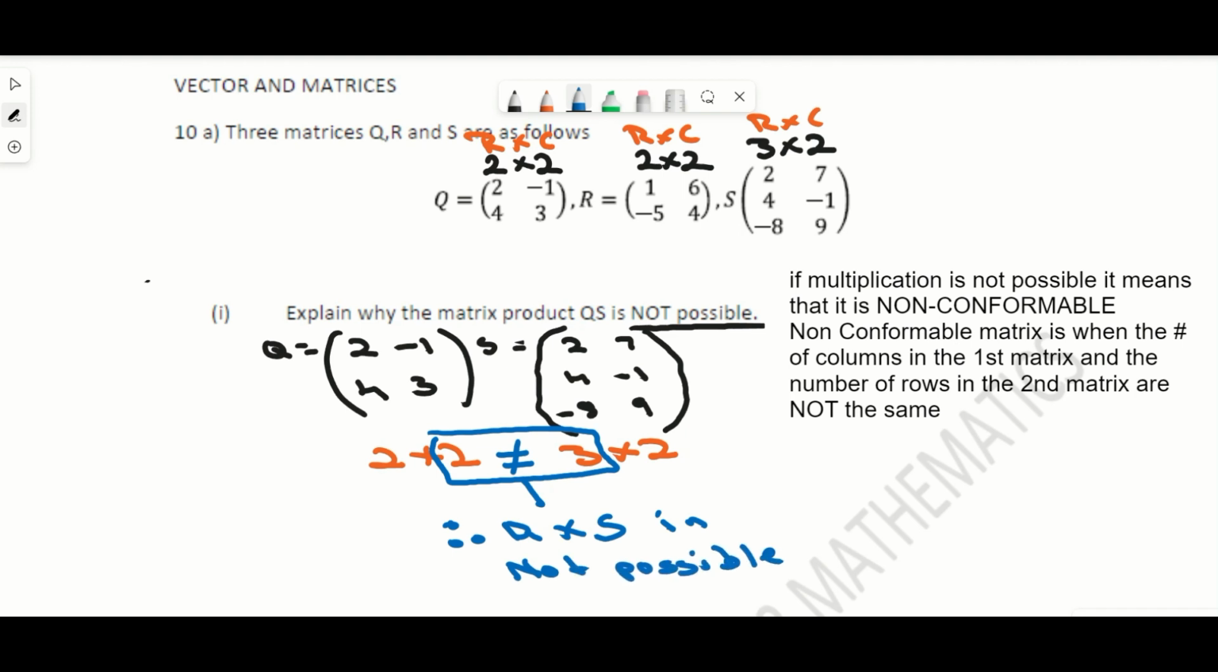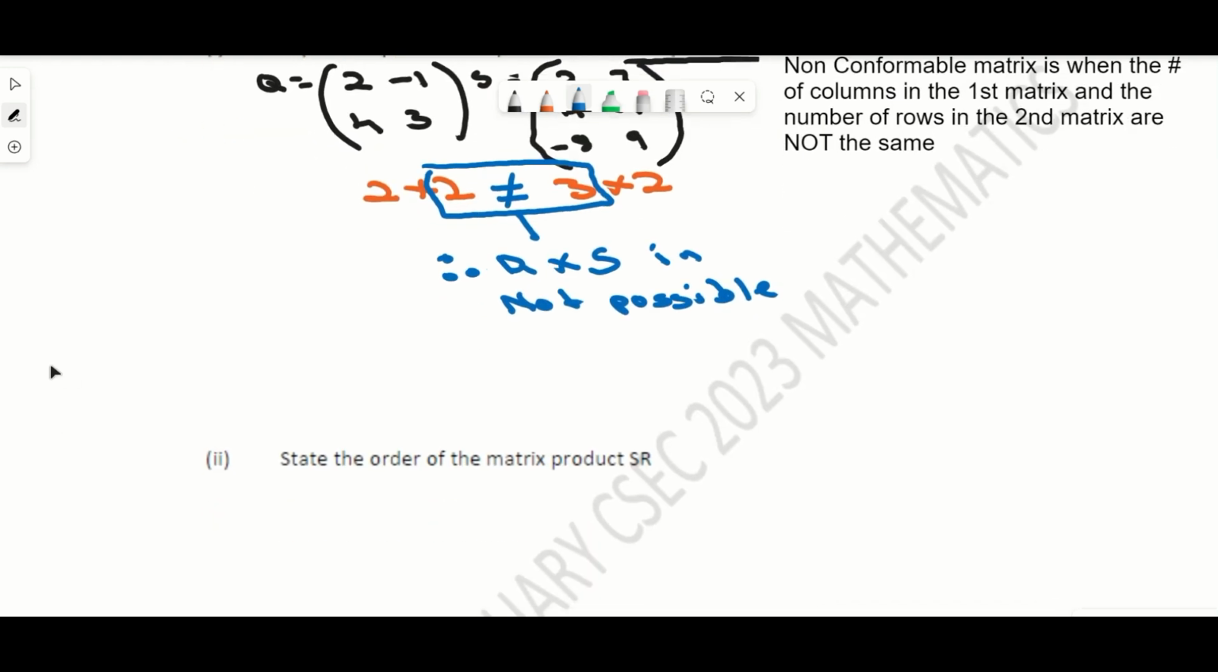Now guys, you don't need to do all of this, just write. You don't need to mention non-conformable when you're answering it. Non-conformable is just a term that you should know. When you're answering these questions, you draw a little box. The 2 and the 3 are not equal, so therefore QS is not possible. Or you write that it is not possible because the number of columns in the first matrix, which is Q, and the number of rows in the second matrix, which is S, are not the same, so they cannot multiply. And that would be the answer for that.